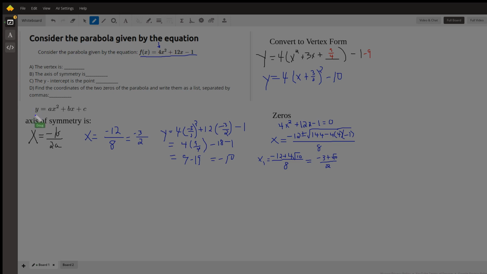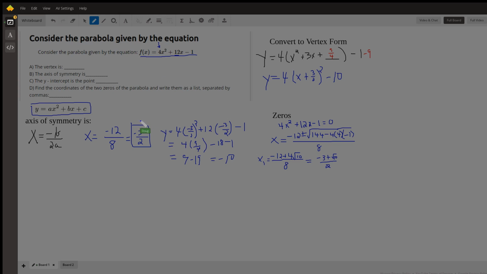To find the axis of symmetry of a quadratic function that looks like this, the axis of symmetry is located at the vertical line x equals the opposite of b over 2a. So for our particular problem, x equals the opposite of b, which would be negative 12, over 2a, which would be 8, which reduces to negative 3/2. So the axis of symmetry is the line x equals negative 3/2. The vertex has to lie on that line.